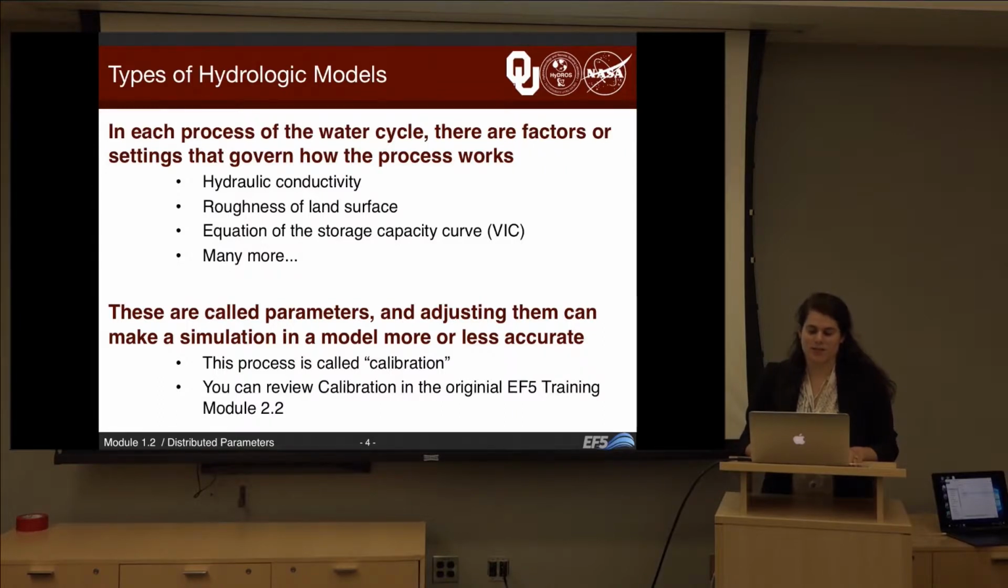In each process of the water cycle, there are factors or settings that govern how the process works. And we talked about all of these kind of parameters: hydrologic conductivity, the roughness of the land surface, the equation of the storage capacity curve, or the Vic curve, and there are many more factors that contribute to the water cycle. These are called parameters, and adjusting them can make a simulation or our model more or less accurate. And we can change these parameters in a process called calibration, which we did in the last training video. You can also review calibration in the original or Foundation EF5 training, Module 2.2.